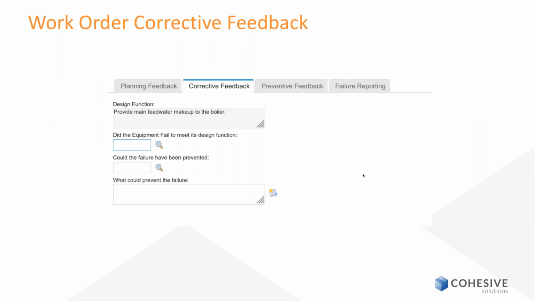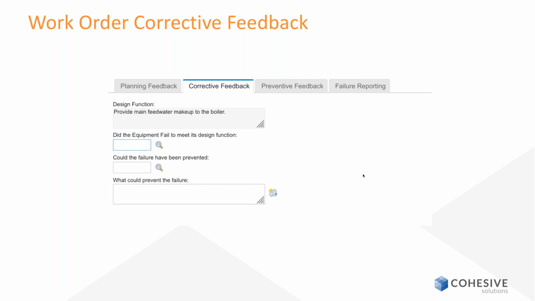Now looking at the corrective feedback subtab, now we've leveraged that design function that we saw on the location and asset FMEA and RCM Streamline tabs. So it's read-only, but it's provided as information to the end user as to what the function of the component was from a design perspective. And then we just ask simple questions. Did the equipment fail to meet its design function?